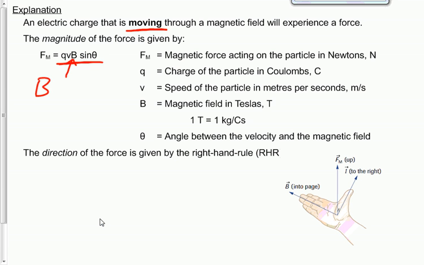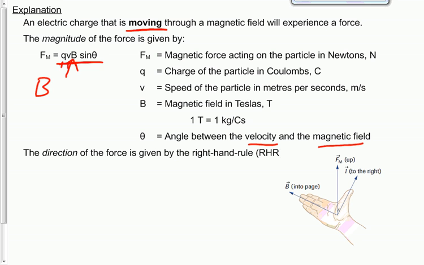Anyway, to find the magnitude of the magnetic force, we multiply the charge times the speed times the magnetic field. And then we're also going to multiply it by the sine of the angle between the velocity and the magnetic field, because remember, those are both vectors. This is how we're going to figure out how big that force is.